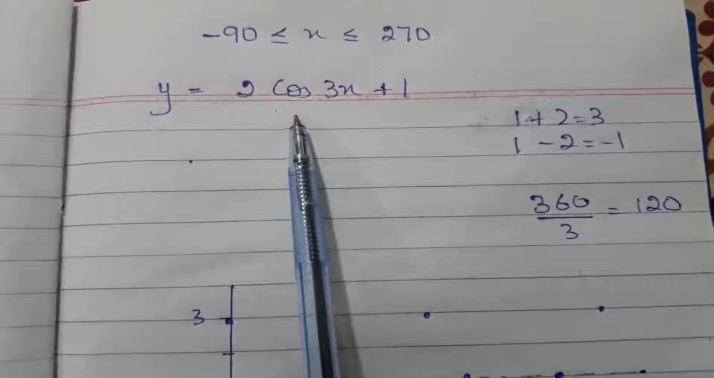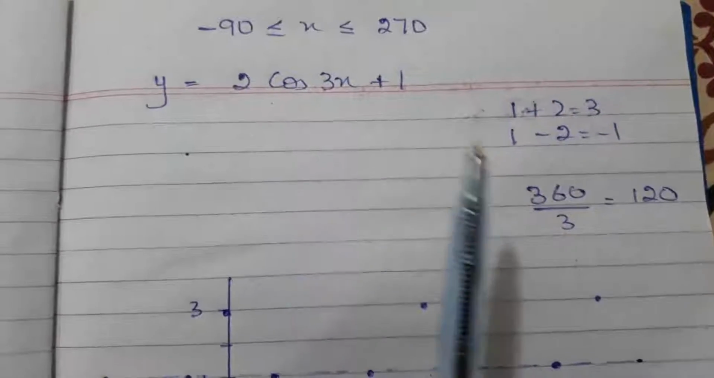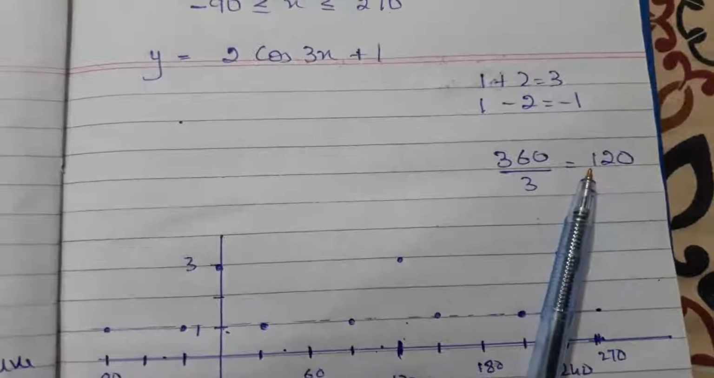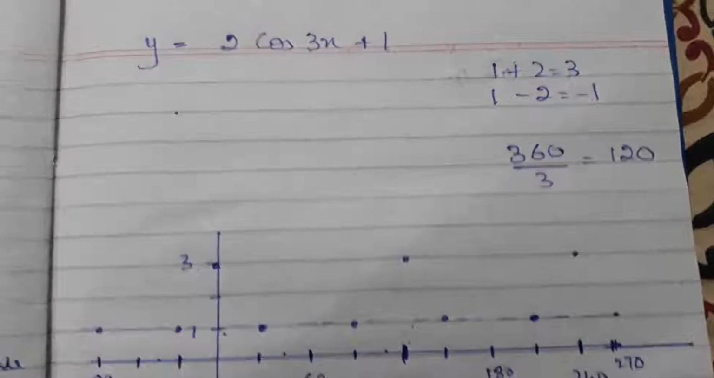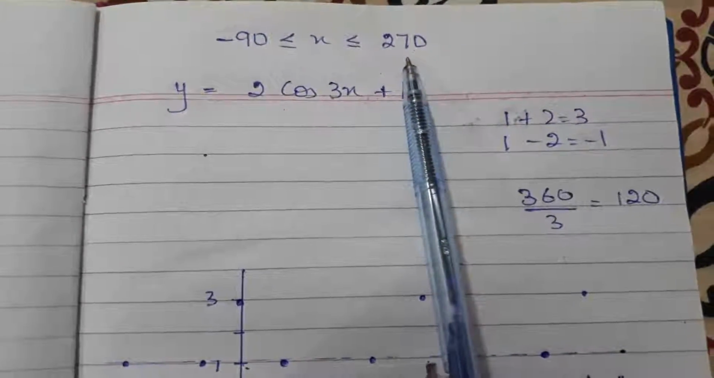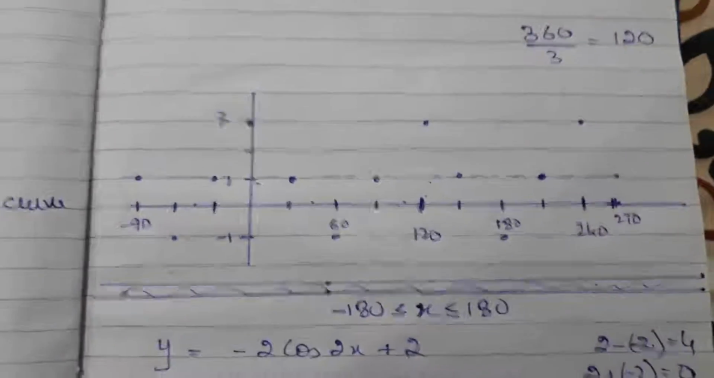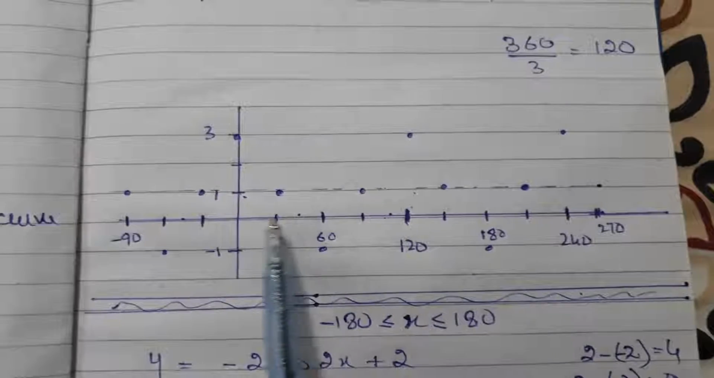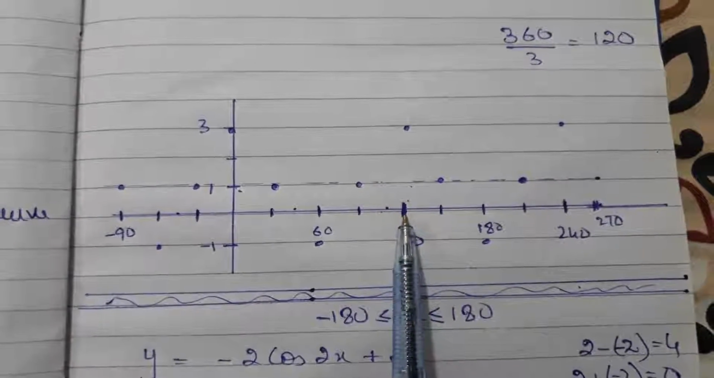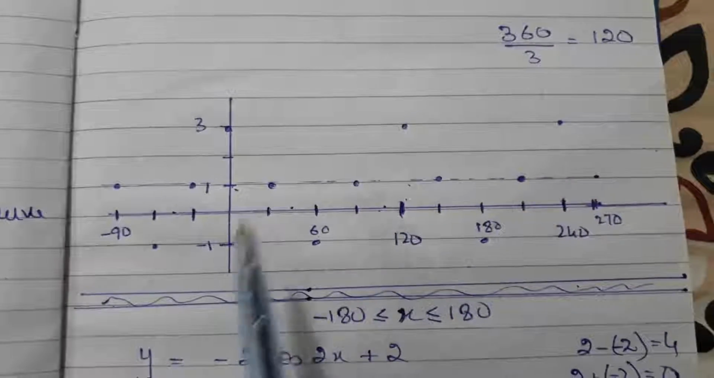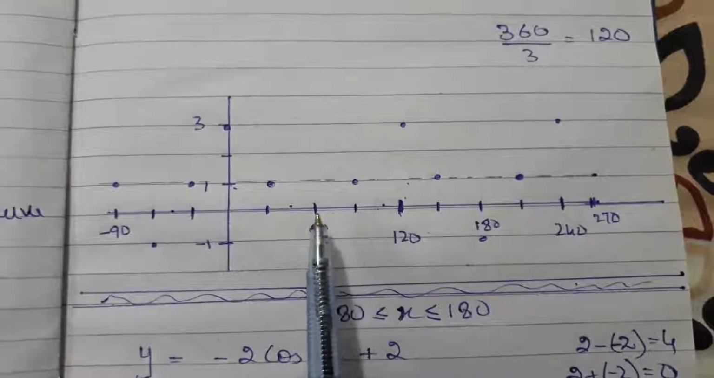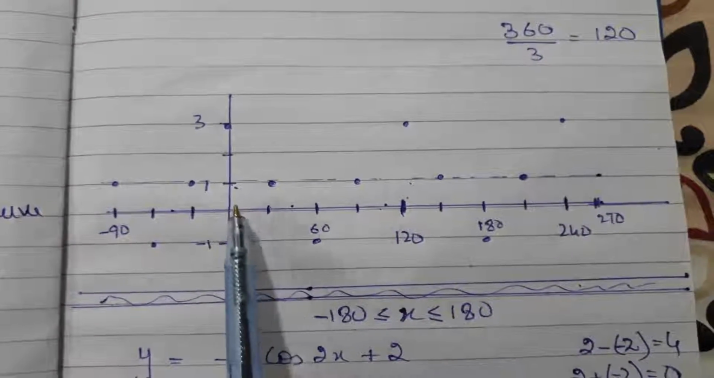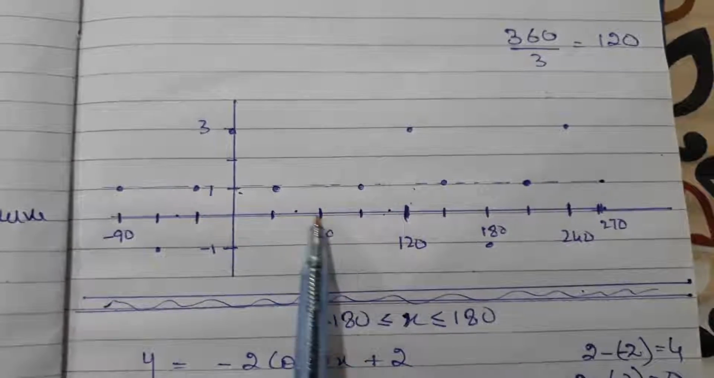We know that one cycle of cos is completed in 360 degree. So 360 divided by 3 will give me 120. It means now one cycle will be completed in 120 degree. I have to sketch only from minus 90 up till 270, so on my sketch I will show numbers from minus 90 to 270. Within 0 to 120, one cycle will be completed. To sketch the graph, we need 4 intervals within 120. So now I have divided 120 into 4 parts.